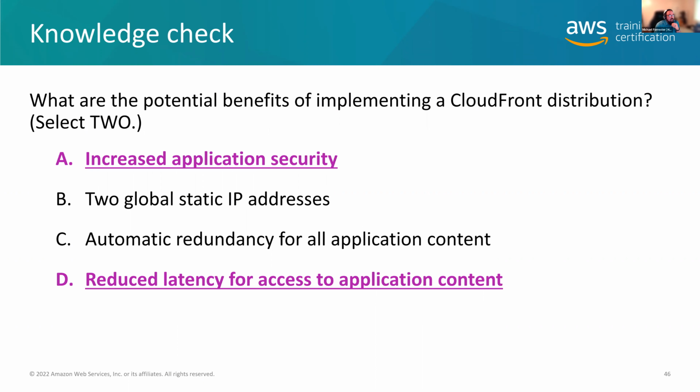So it looks like A and D are the commonly agreed upon elements, although I saw a C in there as well. The only problem with automatic redundancy for all application content is that you don't really control what gets copied out. It's all based on user requests. So you don't automatically push everything out to the users. It's only if a user has requested that material is it automatically copied out. So redundancy is not guaranteed, because if a user hasn't requested it in that region, it won't be available to the user. And the global static IP addresses, that's part of Global Accelerator. So that's not part of it.